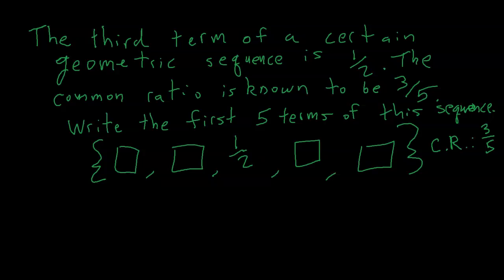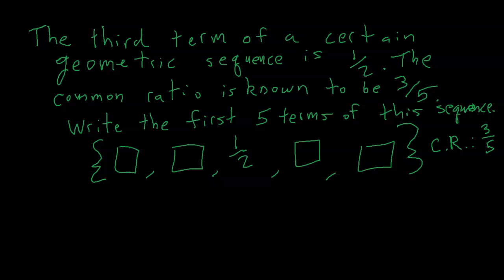Okay, let's take a look at this maybe somewhat challenging problem. The third term of a certain geometric sequence is positive 1/2. The common ratio is known to be positive 3/5. Write the first 5 terms of this sequence.